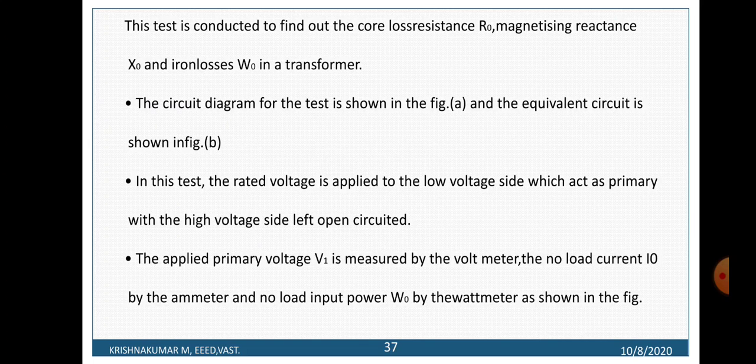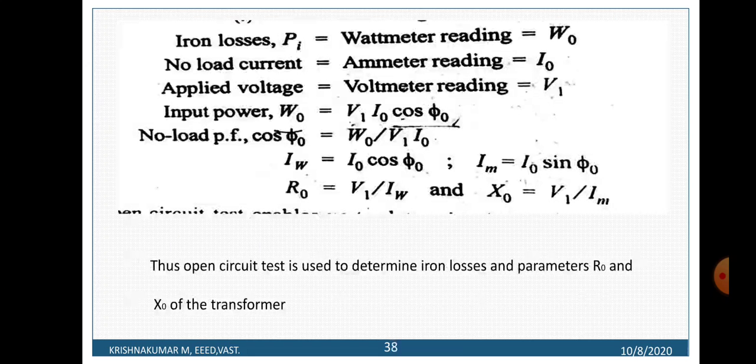Okay. In this test, the rated voltage is applied to the low voltage side, which acts as the primary. The applied primary voltage V1 is measured by the voltmeter, the no load current I0 by the ammeter, and the no load power by the wattmeter. Then iron loss is equal to Pi, which is equal to the wattmeter reading on iron loss. The no load current is the ammeter reading I0, and the applied voltage is the voltmeter reading V1.